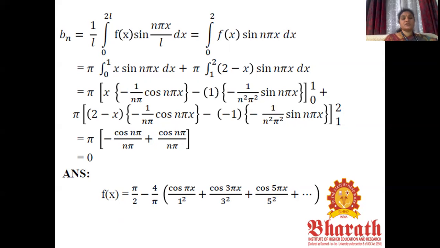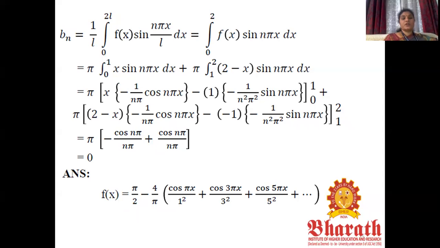Plus second integration, pi into 2 minus x sine n pi x into dx. So 2 minus x, that is u v1. v1 is sine n pi x. Integration of sine theta is minus cos theta. So it is minus cos n pi x divided by n pi minus of 2 minus x. Again you differentiate, it is minus 1. Integration of v1 is v2. So we get it as minus of sine n pi x divided by n square pi square within the limit 1 to 2. Now applying the limits, finally our result is equal to 0.